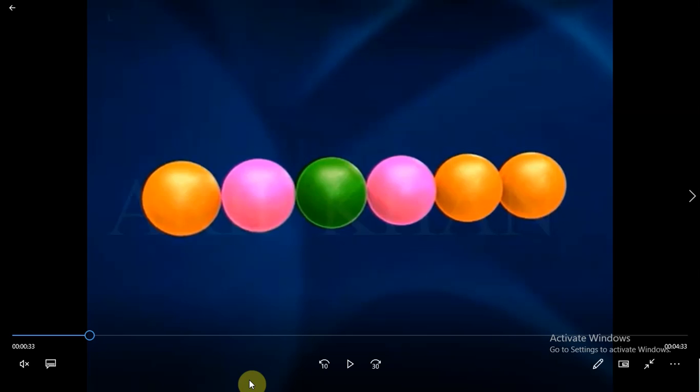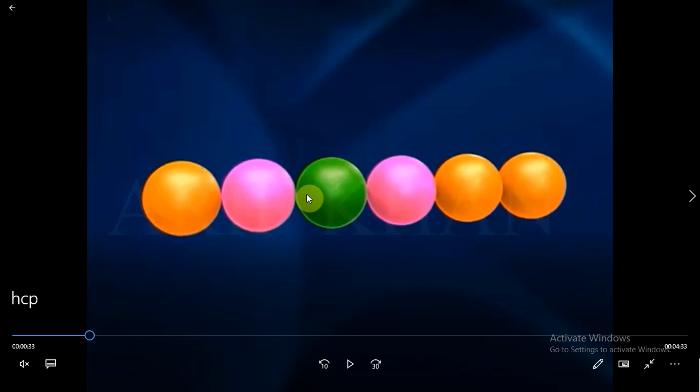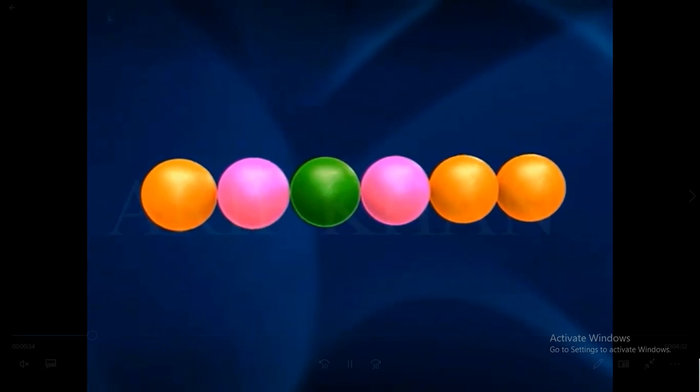That number of atoms is called coordination number. So if you see for this green atom, it is coming in contact with 2 atoms, so its coordination number will be 2. Similarly, this pink atom is coming in contact with green atoms and orange atoms, so its coordination number will also be 2. Okay, so let us see the video again.